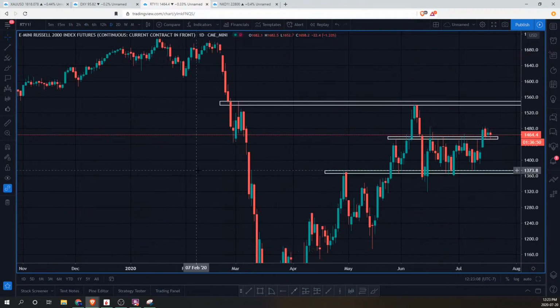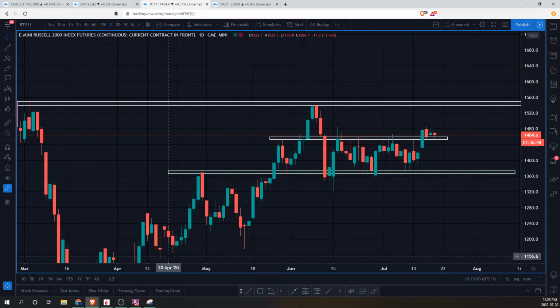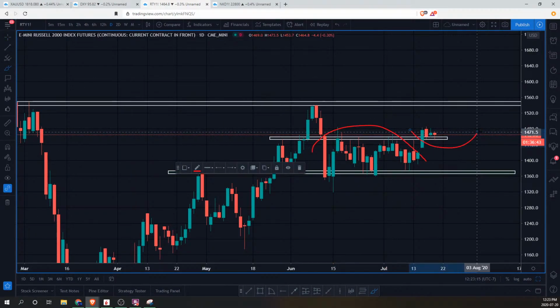A little quick look at the Russell 2000 here. We do see that previous nice level of resistance right around here turn into a new level of support.